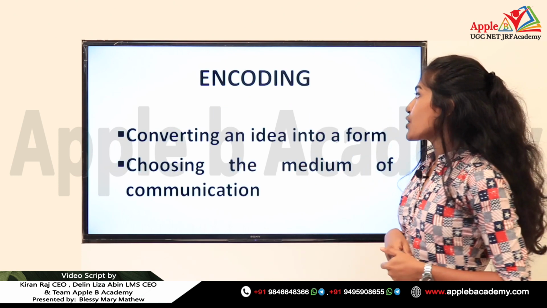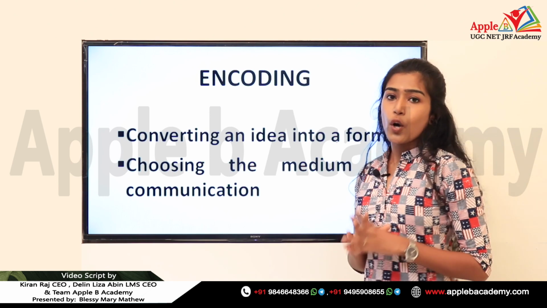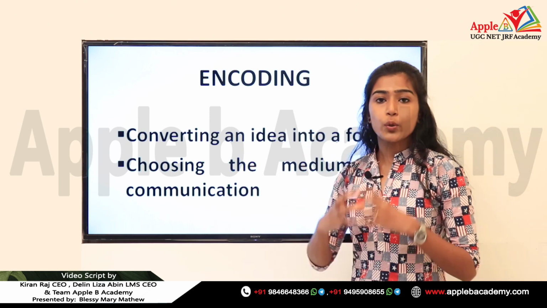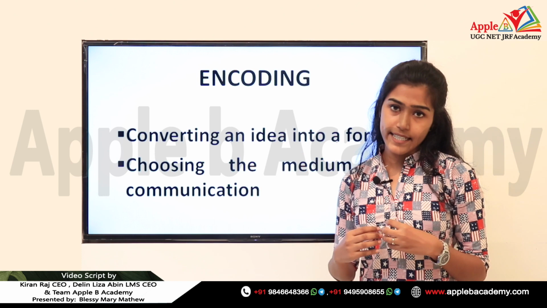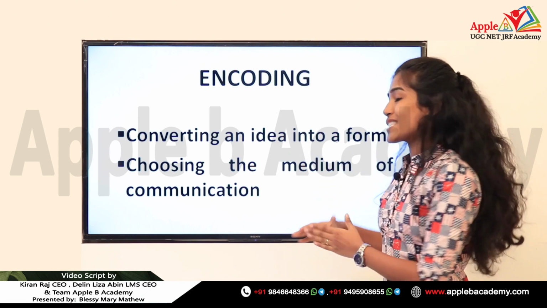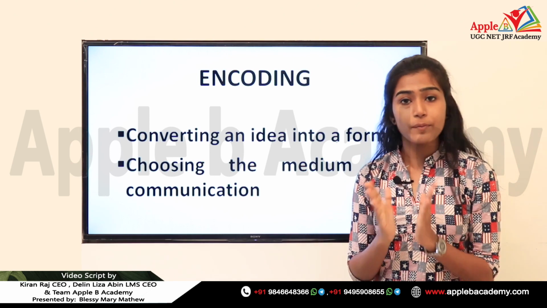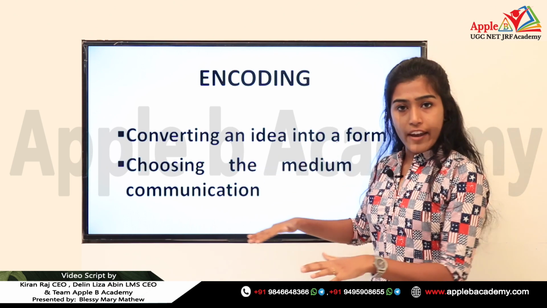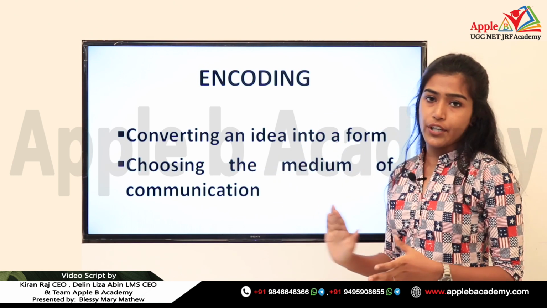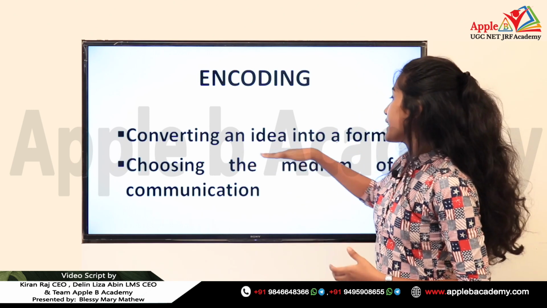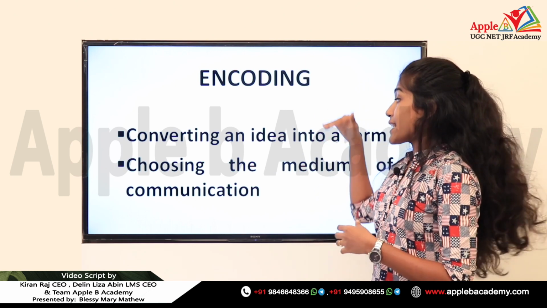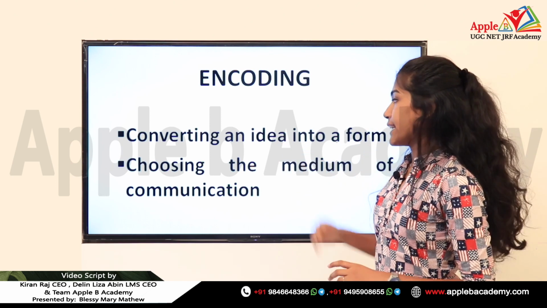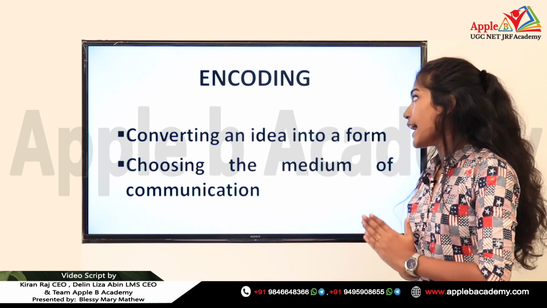Alright. So now we will be looking at the term encoding. So encoding is done by the sender, and encoding is the conversion of an idea into a form. So the idea or the thought first comes in the mind of the sender, and the sender has to convert those ideas into a particular form that can be understood by the receiver. So that process is basically encoding. Alright, and at this phase the sender is also choosing the medium of communication as well. After converting the idea into a particular form, the sender is choosing an appropriate medium through which he or that machine can transfer the ideas to the receiver. That is the basic idea of encoding.